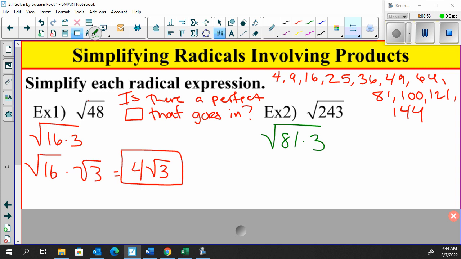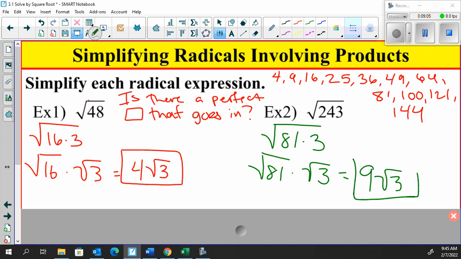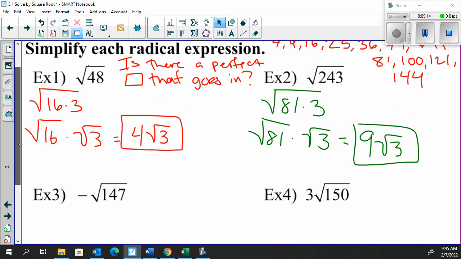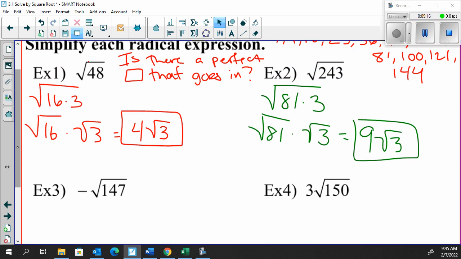And then the rule is that I can split that up. Square root of 81 times the square root of 3. What's the square root of 81? 9. Done. Just making a little bit of sense. Okay. Then try those ones on your own. Ooh, they're different. Uh-oh. Hey, don't let it freak you out. Don't let it freak you out. Try them, and then we'll talk about them.